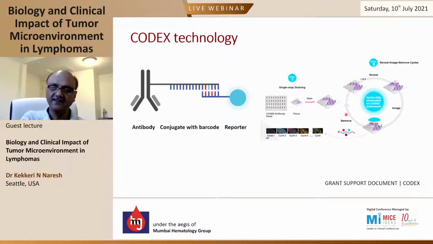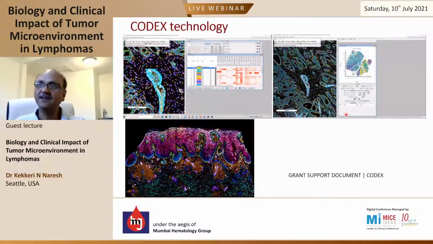And then finally, you'll be able to evaluate the expression of 40 plus antibodies simultaneously. And these can also be evaluated like you would evaluate a flow cytometry plot. These measurements can be taken onto a 2D or a 3D plot, and the unique populations identified can be thrown back onto the slide to identify where exactly those cells are.